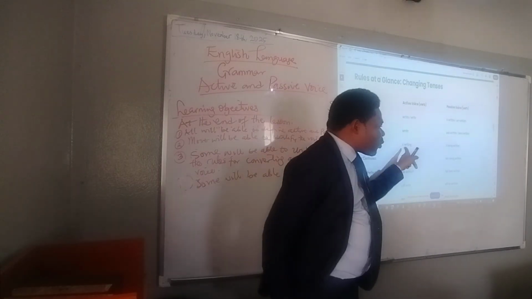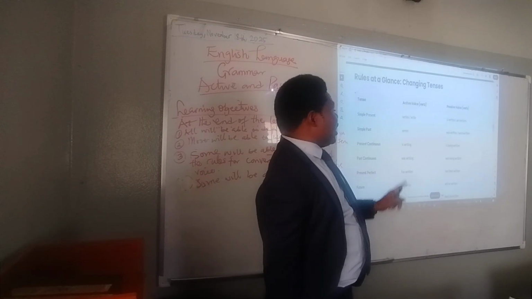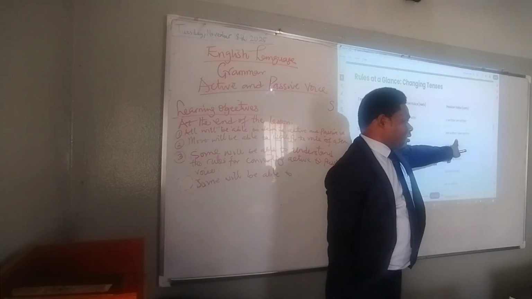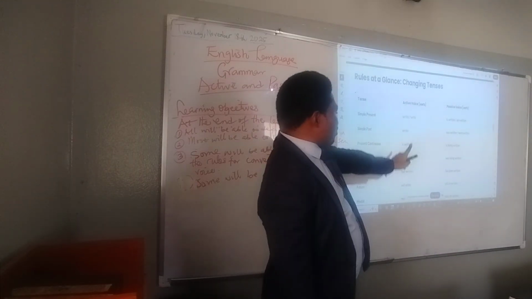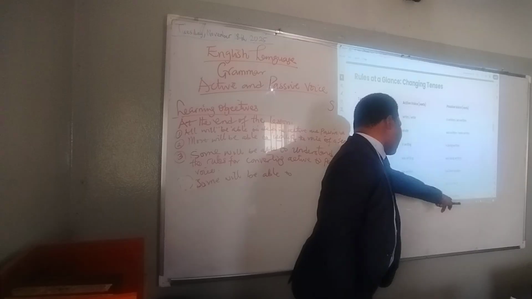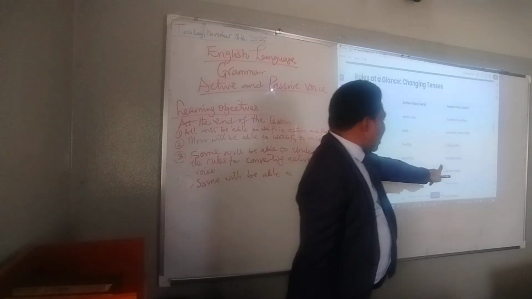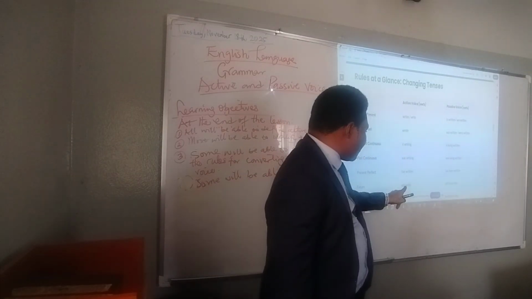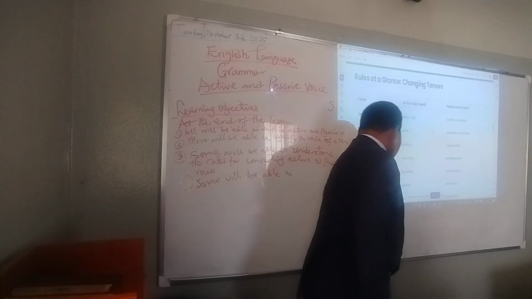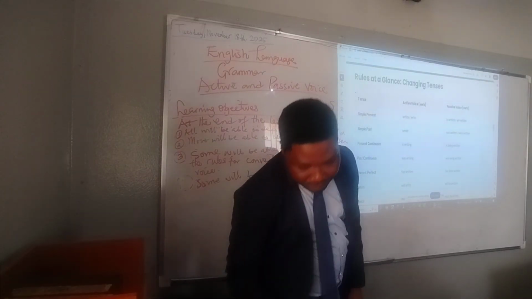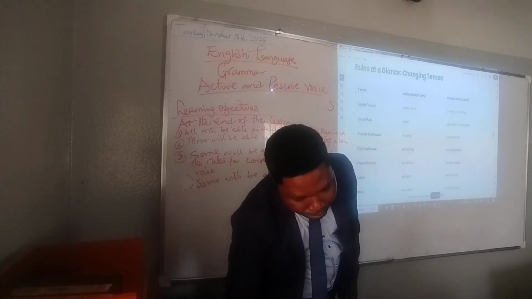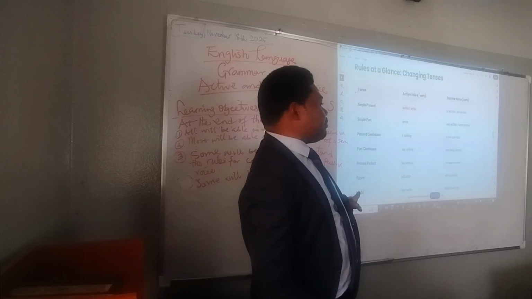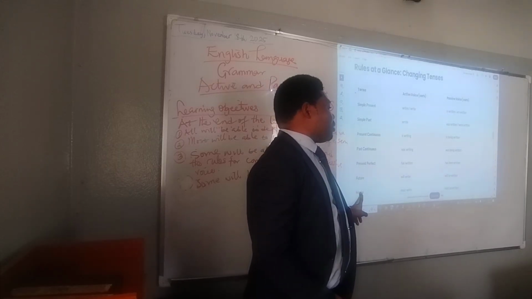If it was "is writing," which is present continuous, it will change to "is being written." And if it was "was writing," it will change to "was being written." "Has written" will become "has been written." "Will write" becomes "will be written." And then look at this modal verb. The modal verb "must." You know that "must" is an example of modal verbs.